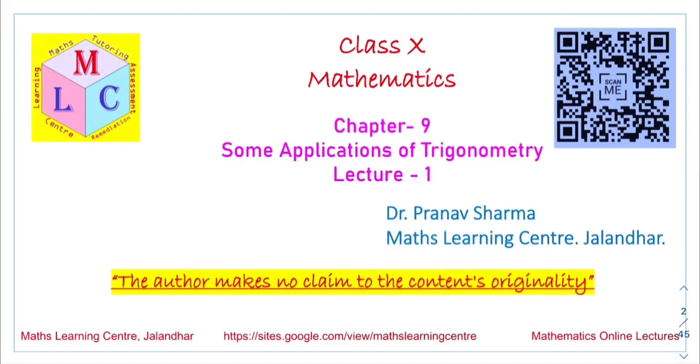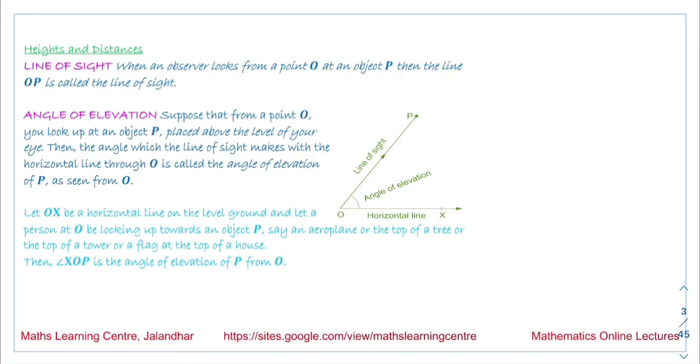We are going to start now the next chapter, chapter 9 of class 10th mathematics. It is some applications of trigonometry. So the first definition we have over here is line of sight.